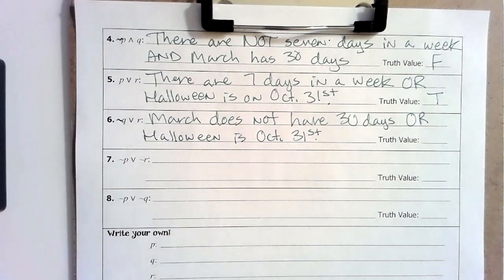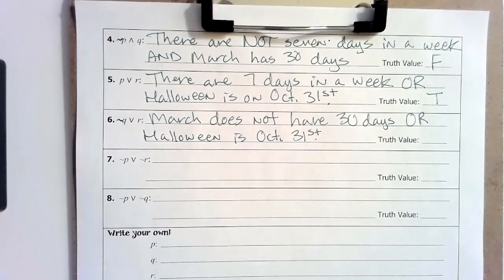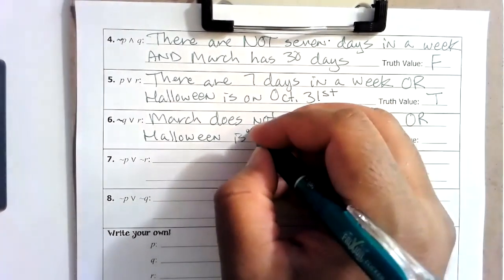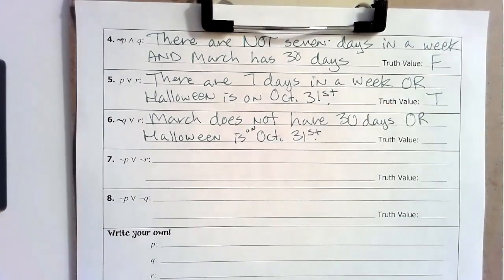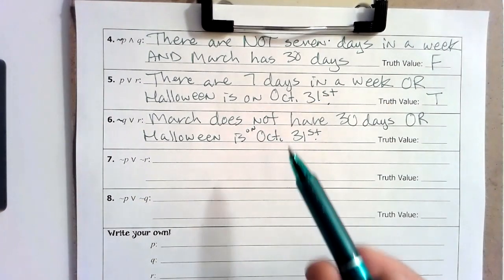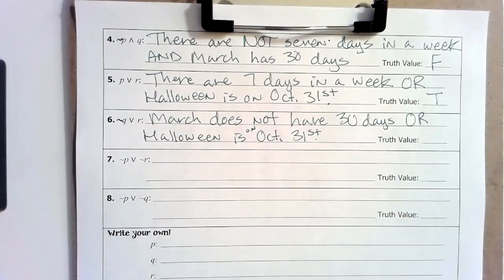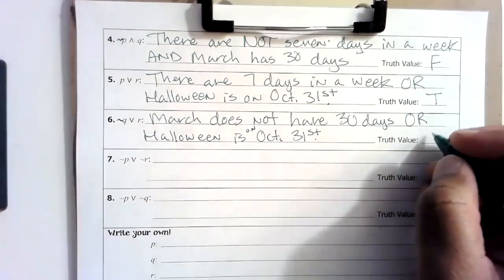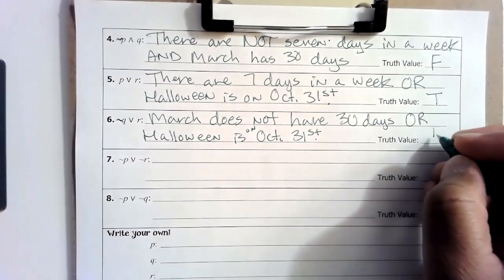Now, we know, thanks to this V-shaped symbol, that we're dealing with a disjunction. And so only one part of these statements has to be true. Okay? And it just so happens this part here, Halloween is on October 31st, happens to be true. And also, ironically enough, March does not have 30 days happens to be true. But remember, only one part needed to be true.